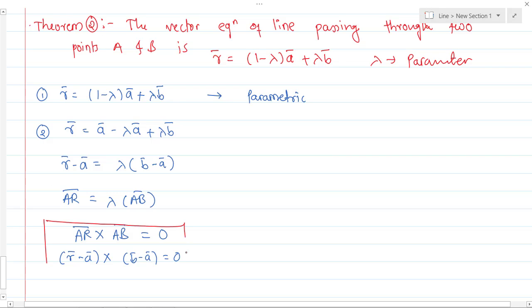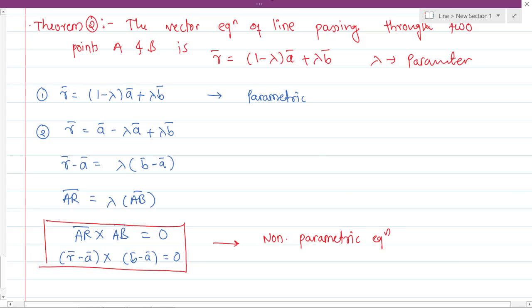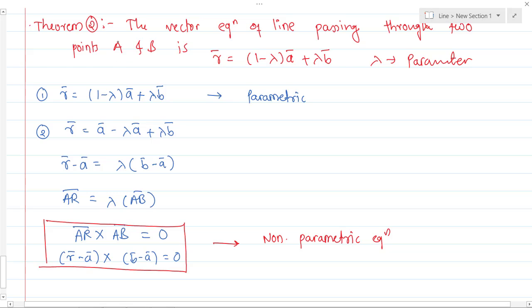So let's make a box and put it inside. So this becomes the non-parametric equation of the same line. Okay, I hope it is clear.